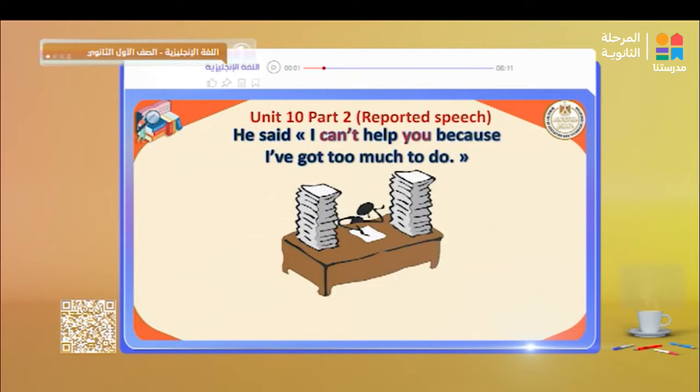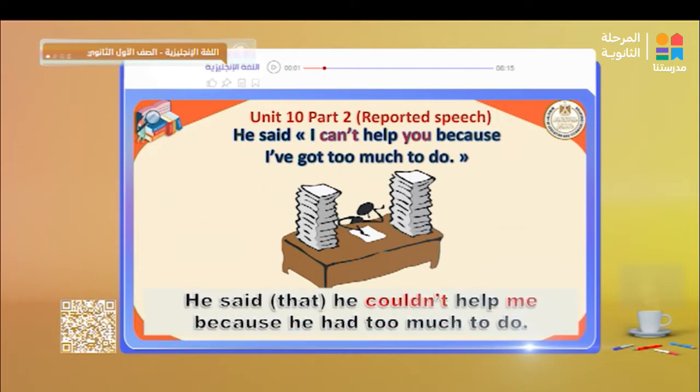He said, I can't help you because I have got too much to do. How can we change this into reported speech? He said that he couldn't help me because he had too much to do. What change have you noticed in this sentence? The word can't is changed into couldn't, and the pronoun you is changed into me. He said that he couldn't help me because he had too much to do.